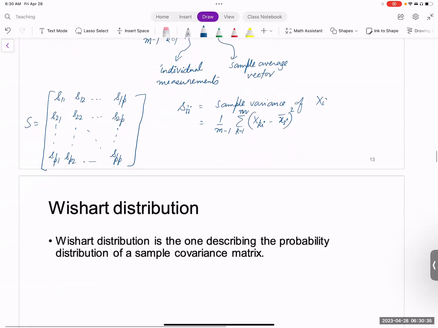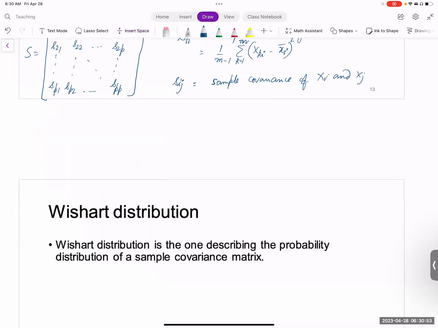And then you can similarly compute Sij. This is equal to the sample covariance of xi and xj. And the formula for this is 1 over m minus 1. Now again, for exam purposes, you might not have to compute any of these because I will provide them. This is more like background that I want you to know, because doing these things in an exam is just very, very messy. Okay, so that's your sample covariance matrix.